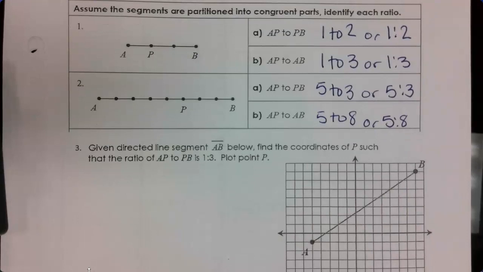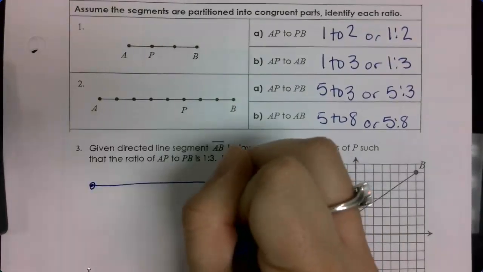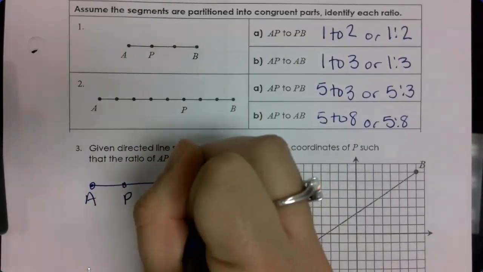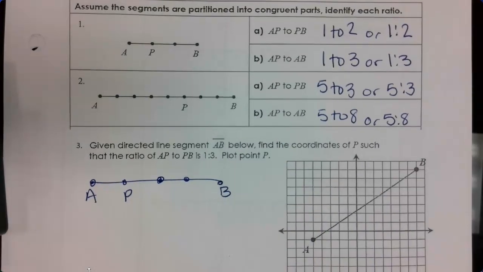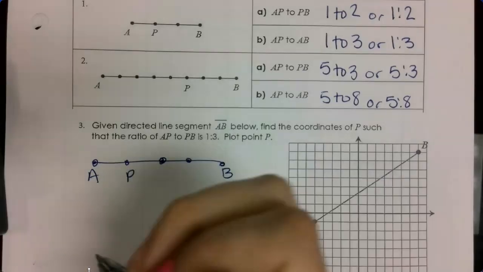So number 3 gives me this line segment, and it wants me to find the coordinates of P such that the ratio of AP to PB is 1 to 3. So it wants me to plot that point. I'm going to draw this sketch out. So I know A to P is 1 line segment, and then P to B is 3. So how many total parts do I have on this line segment? I'm not counting dots, I'm counting line segments. 4.